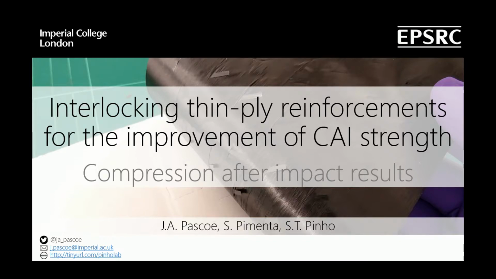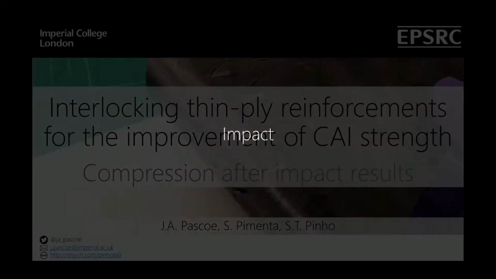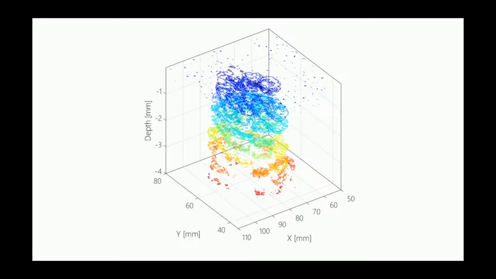In this video, I will discuss the results of the compression after impact experiments. Let's start with the impact results. This image shows a 3D view of a typical post-impact C-scan. The specimen was impacted from above, looking in this orientation.